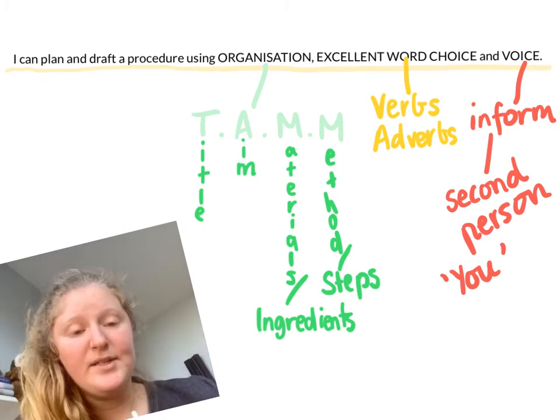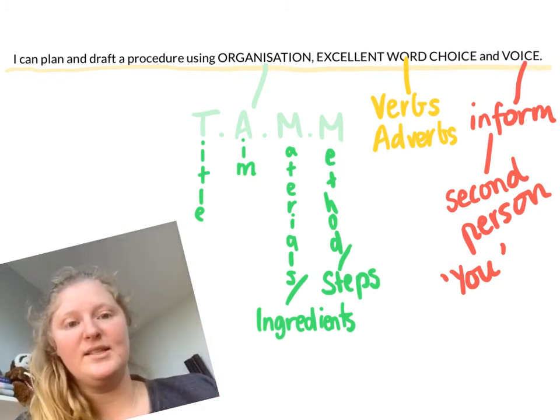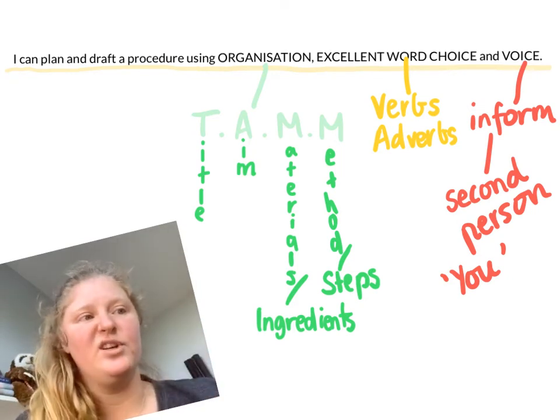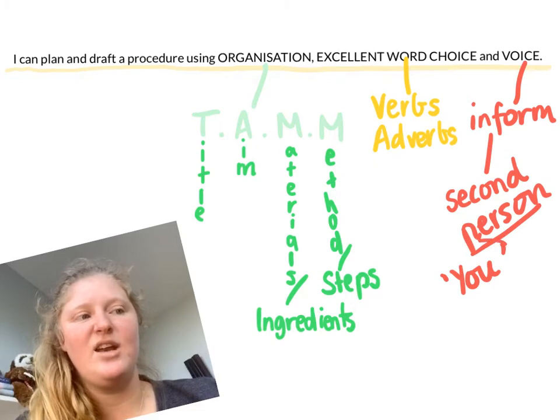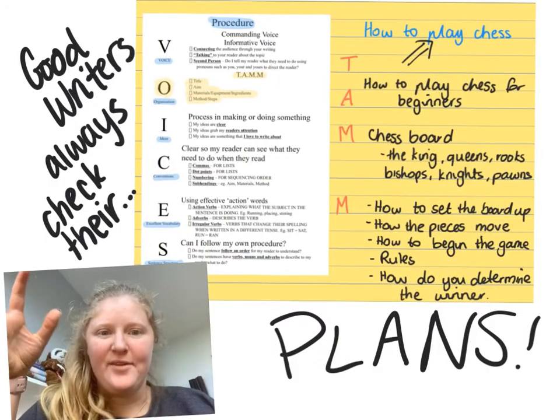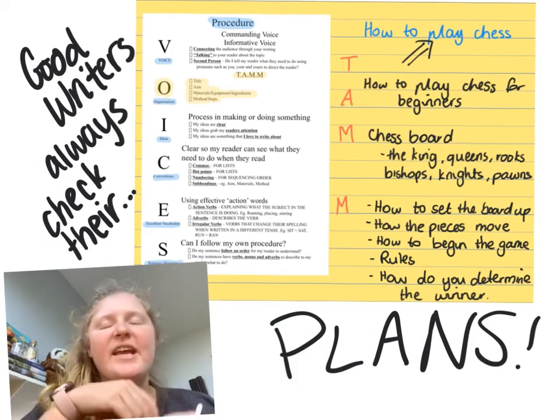It's not first person where you usually say, I'm going to do this. Or third person saying, Miss B is going to do this. You're telling the person what to do. So therefore it is second person and you use a lot of the word you. Now I'm going to start with what good writers always need to do, and that is check their plan.